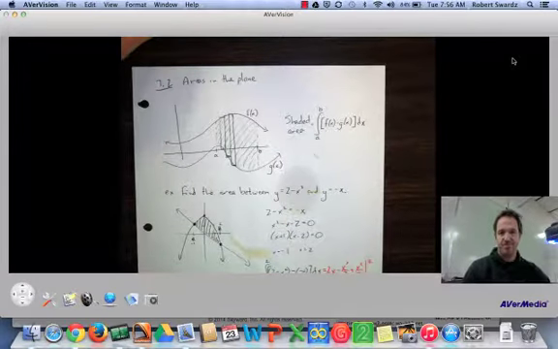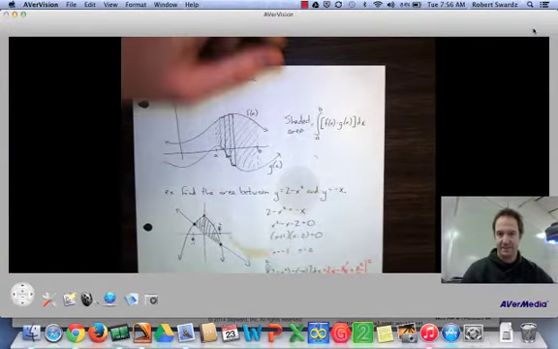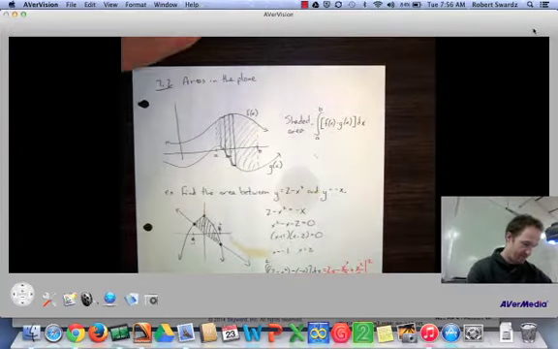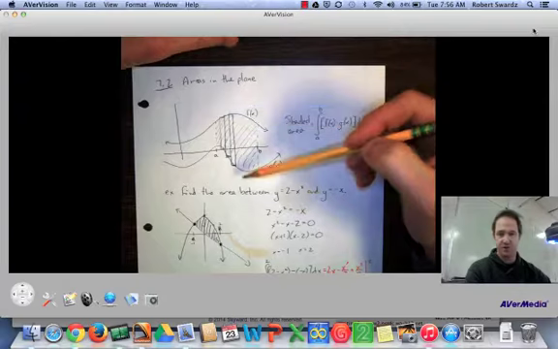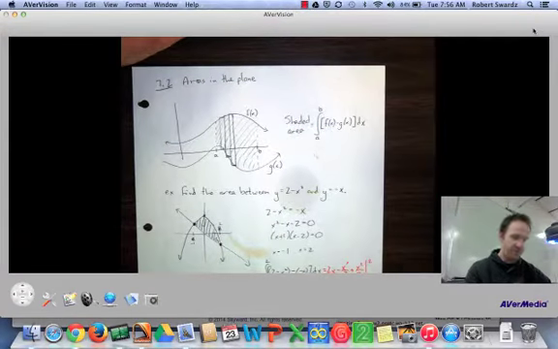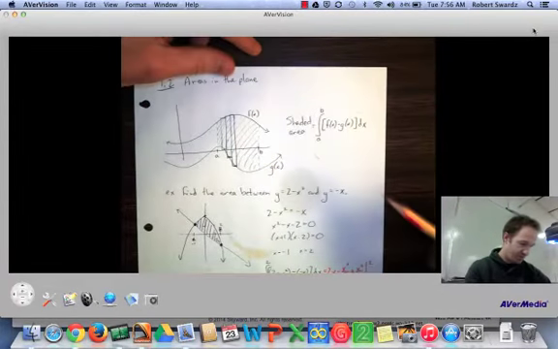Hello there, everybody. This video is about areas in the plane. This should look familiar to you. I'll make it short and sweet. What we'd like to be able to do is find the area between two curves. Before, we've done it with Riemann sums. This particular one I've drawn here is with rectangles.